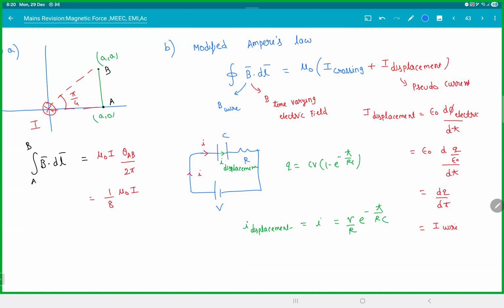They introduced it by saying there is something called a displacement current, a pseudo current, which doesn't exist. You cannot measure it with an ammeter. But if you introduce this mathematical term, it becomes correct. The equation starts making sense.